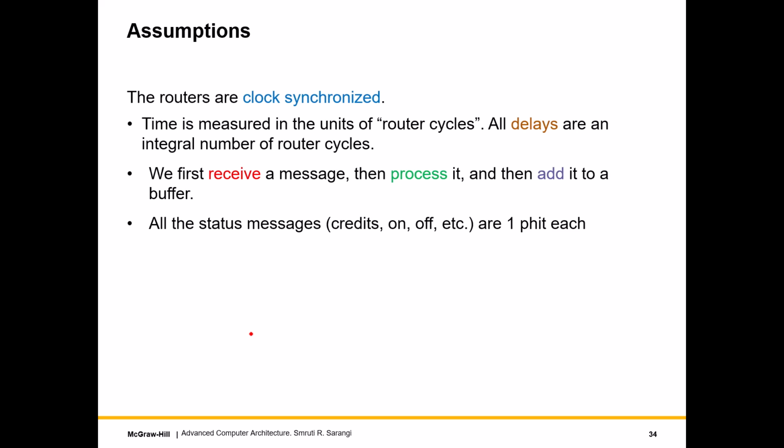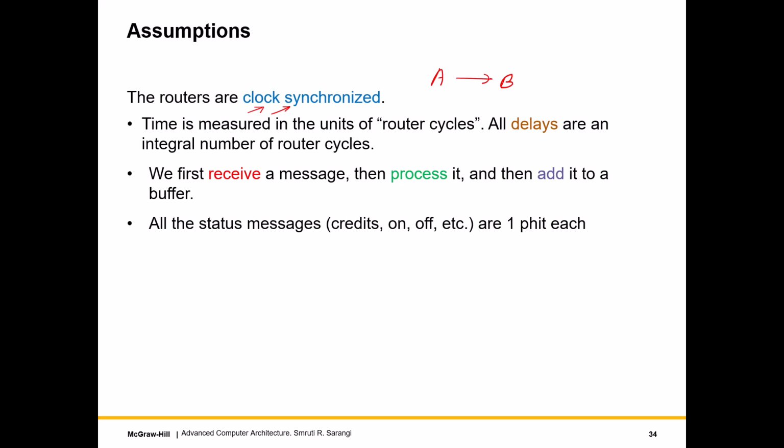So the assumptions over here are, by the way, important, because a lot of the subsequent analysis would depend on these assumptions. So the first assumption is that the routers are clock synchronized. This basically means that they use the same clock and the clocks are synchronized. So if, let's say, A is counting 10 cycles, then B will also count 10 cycles, right? It's not going to count 20 cycles or even 11 cycles or 9 cycles.